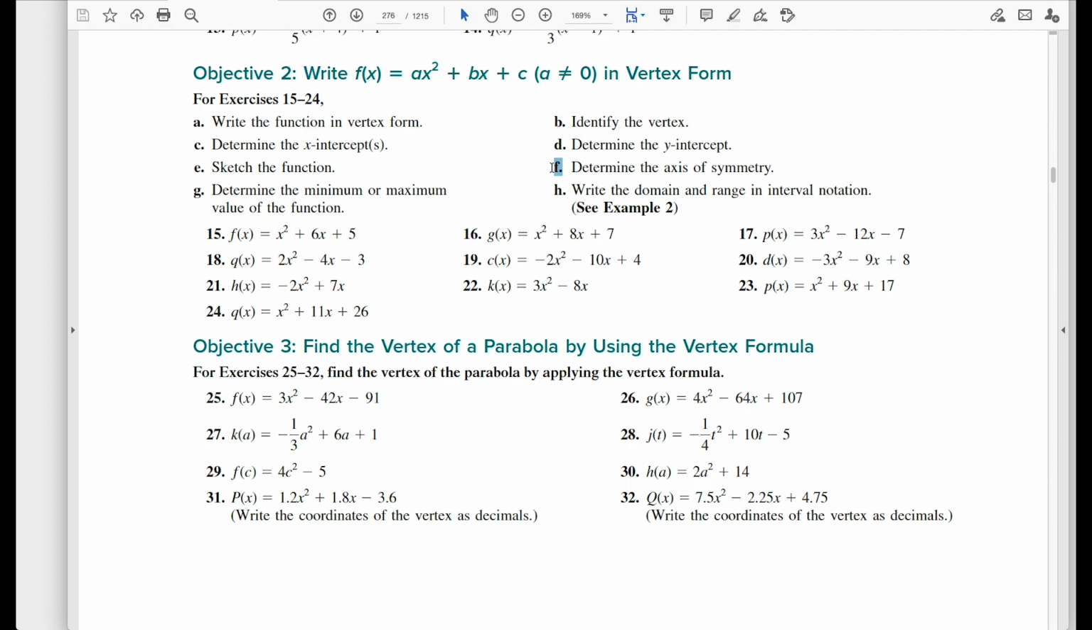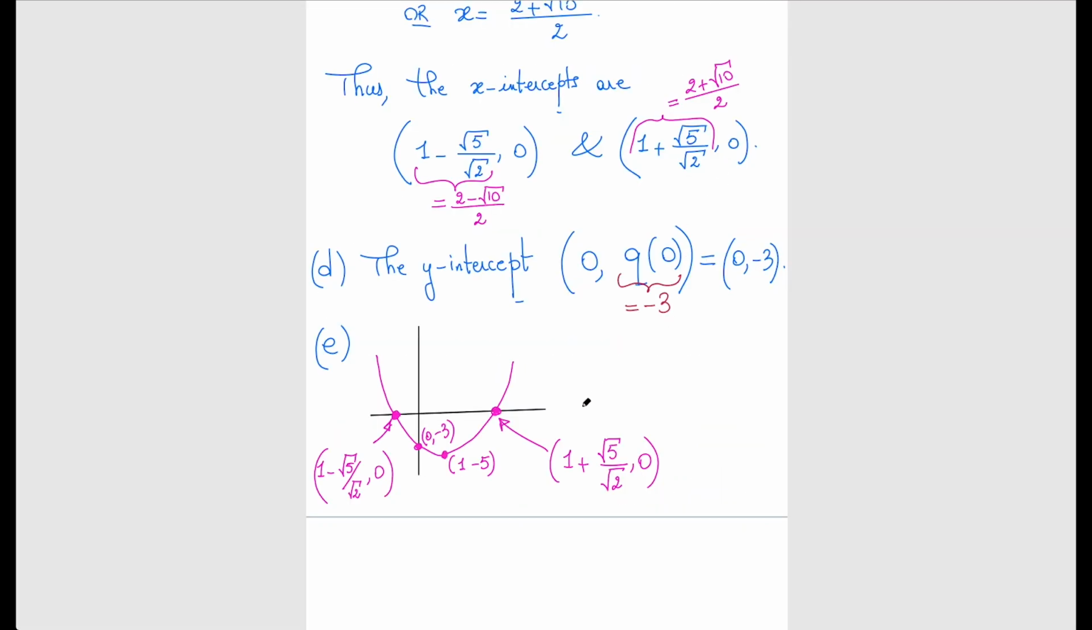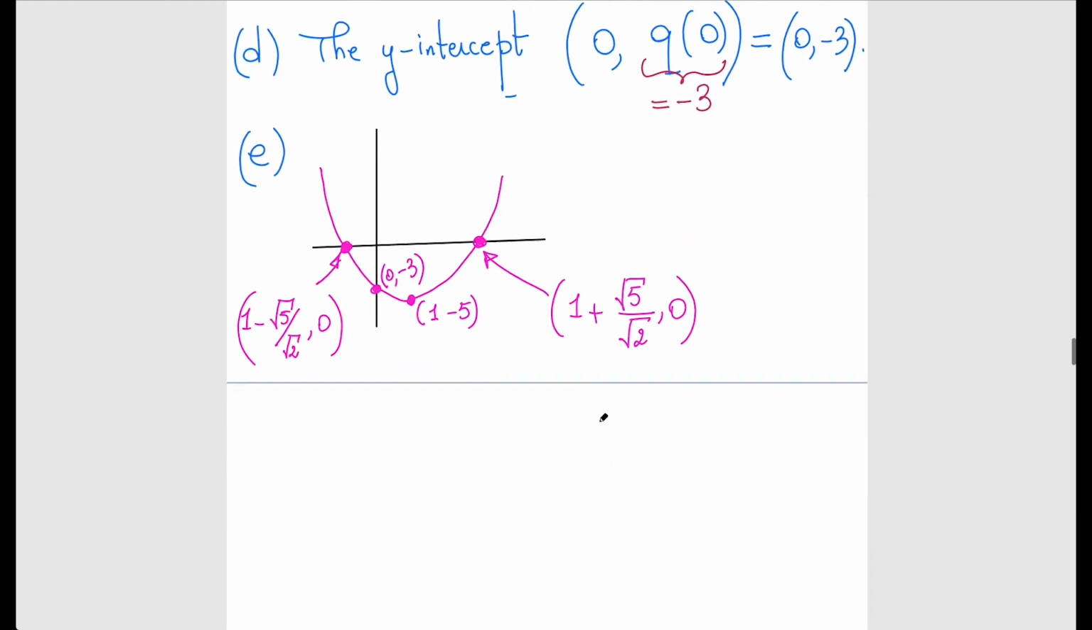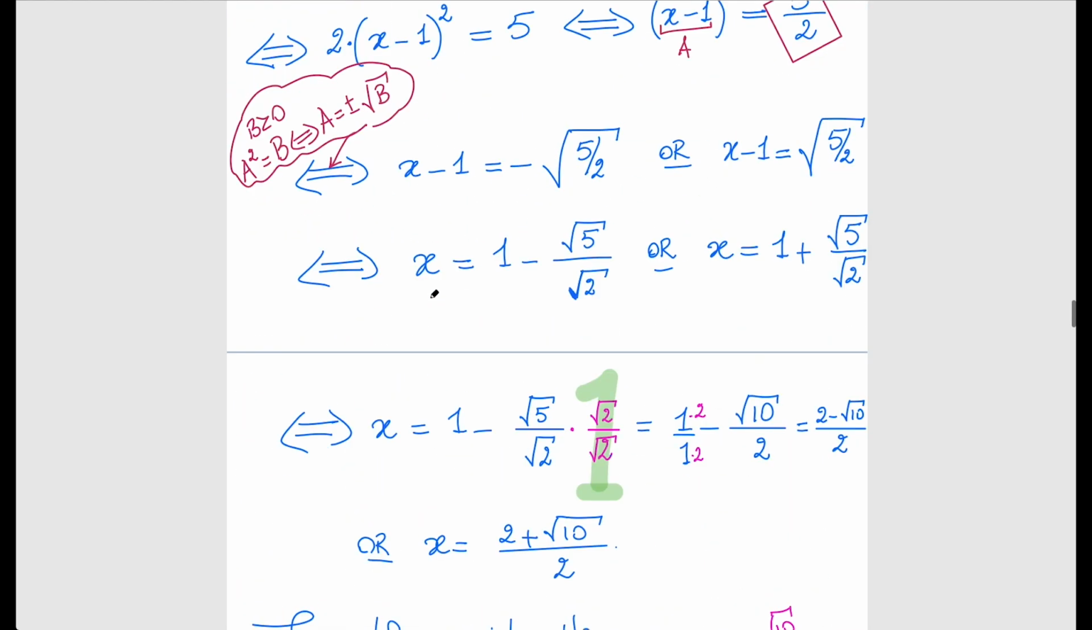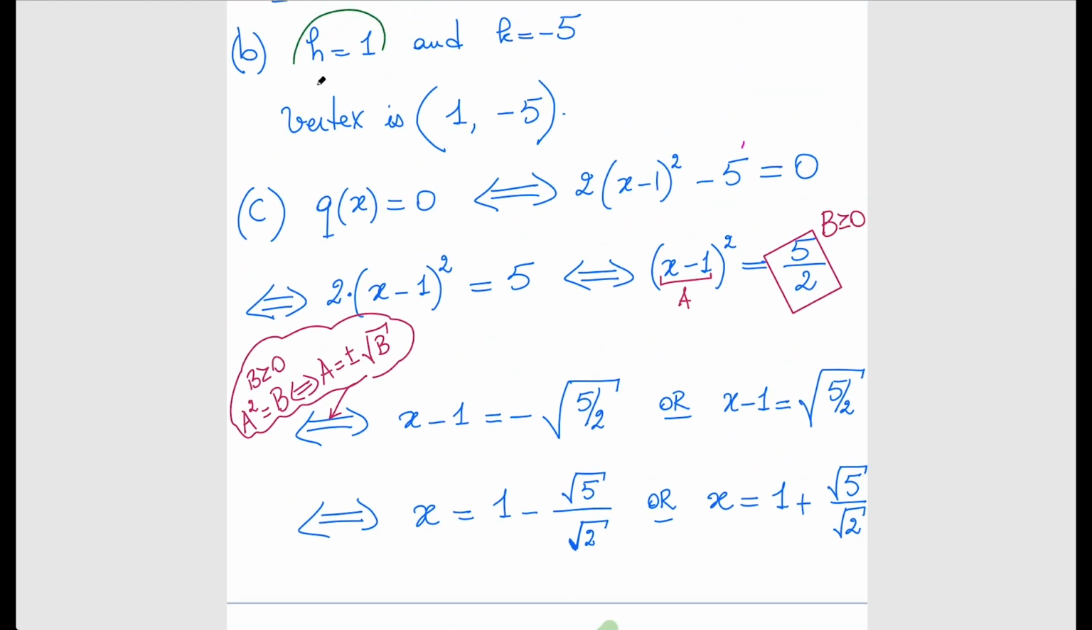Determine the axis of symmetry. So it's the same sequence of questions as 8 and 10. Determine the axis of symmetry, and the axis of symmetry based on the property is the line x equals h, right? And h happens to be 1 here. We talked about that. So h is equal to 1, right? Where is it? It's right there.